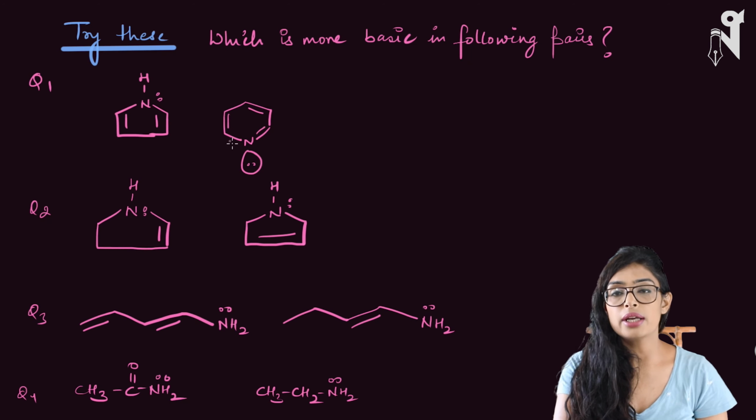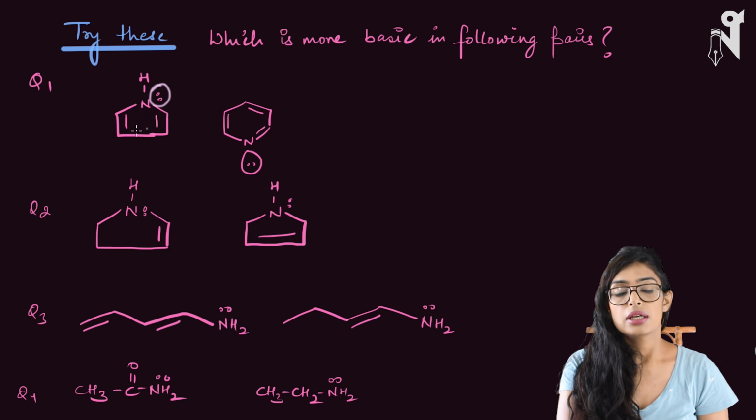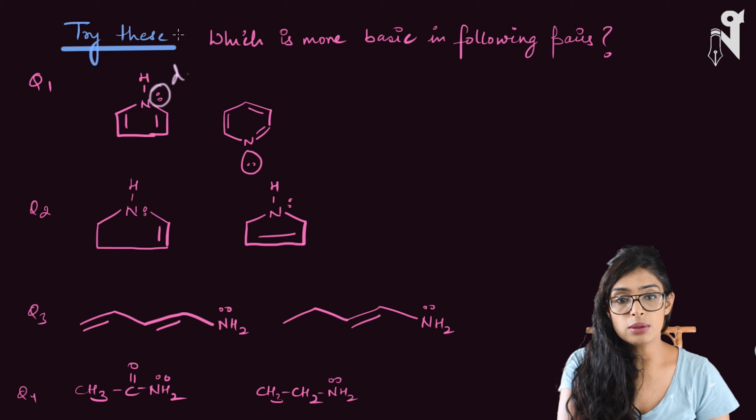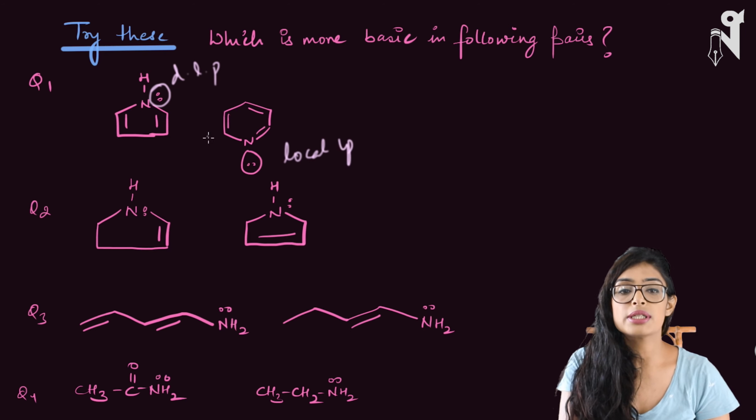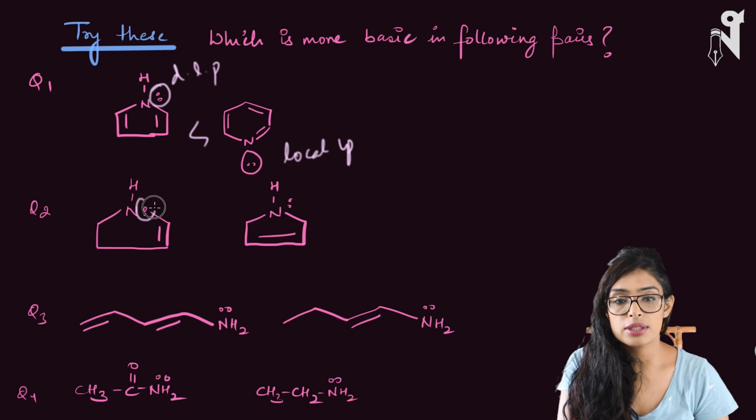Okay, so let's quickly check the basic strength order. There is a pair of electrons which is participating in the resonance. So this is a delocalized lone pair. This is a delocalized lone pair. This is a localized lone pair. This is going to be more basic. Look at this. This is a pair of electrons. This is a pair of electrons.